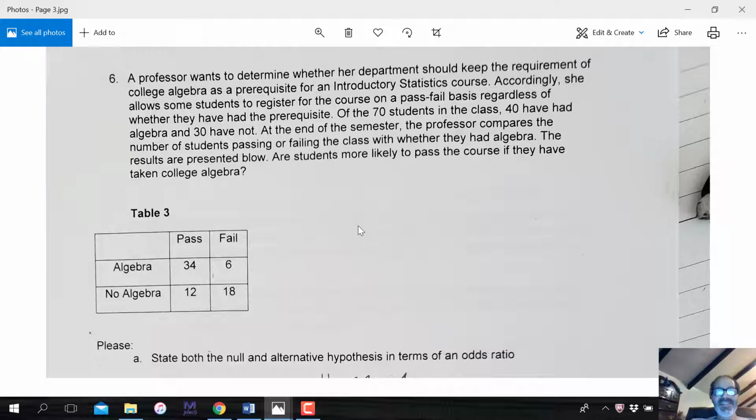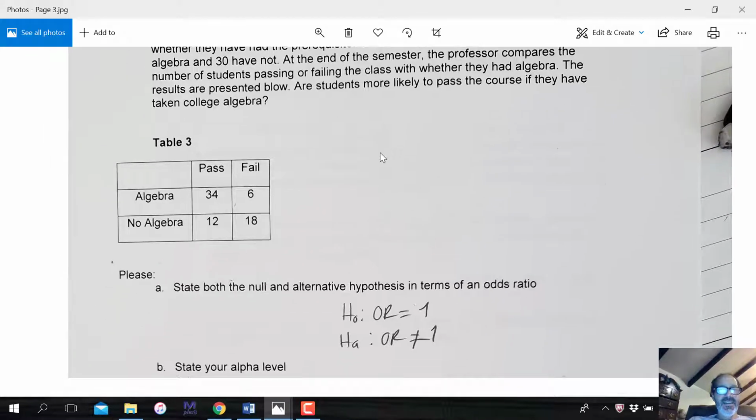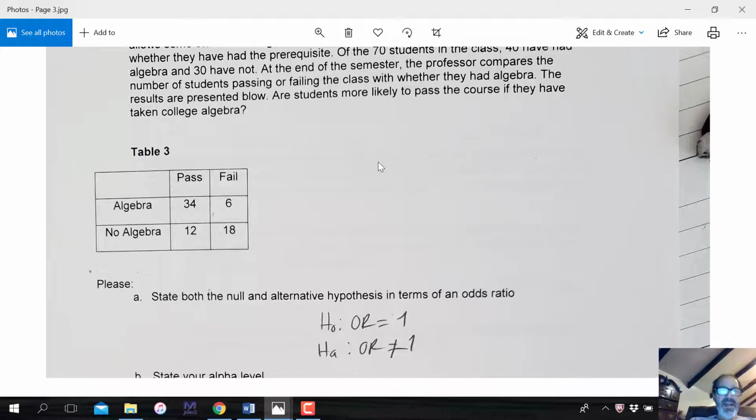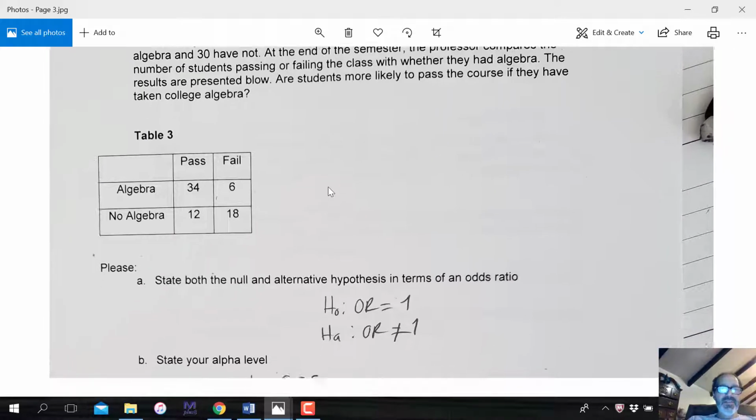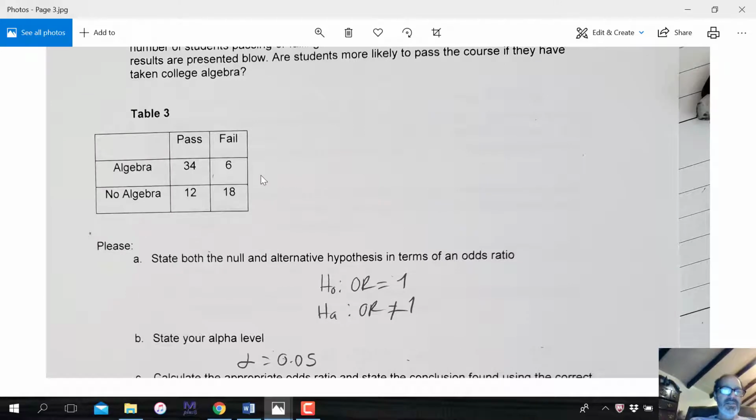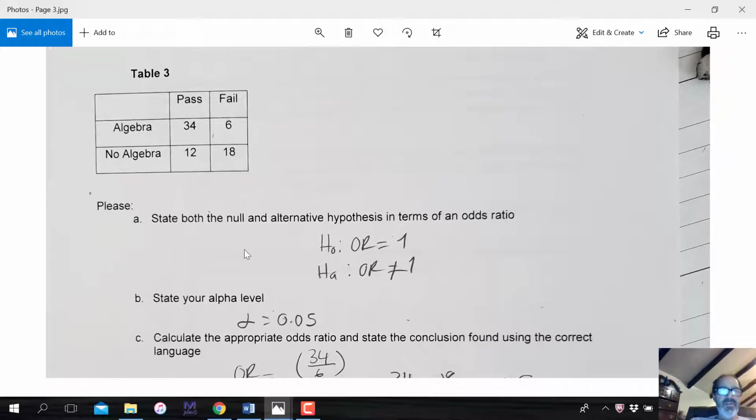Are students more likely to pass the course if they had taken college algebra? Okay, all right, so we want to see what the odds are of passing if one has had algebra versus not having algebra. Now, you could also do this with a chi-square test, but that's not the purpose here. I just want to see if you can do the odds ratio. So we start by writing the null and the alternative hypothesis. Well, an odds ratio of 1 means there is no difference between the two, because odds are probability of success, which is passing, divided by probability of failure. And we're comparing algebra to no algebra. So if the numerator and the denominator are equal, then we have nothing.